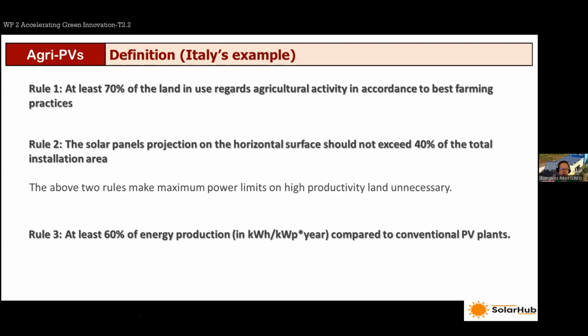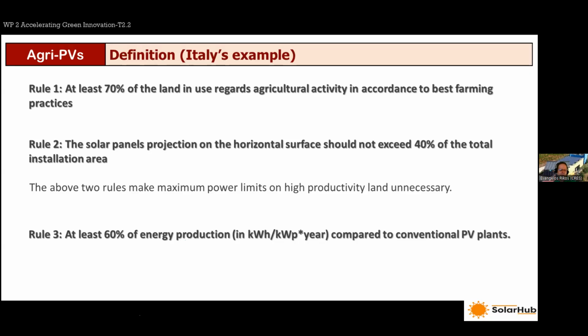So taking this as a starting point, as an example, there are three basic rules for the Italian case that have to apply for an agri-PV. The first rule refers to the use of at least 70% of the land for the agricultural activity instead of the use of the photovoltaic energy production, let's say, right?